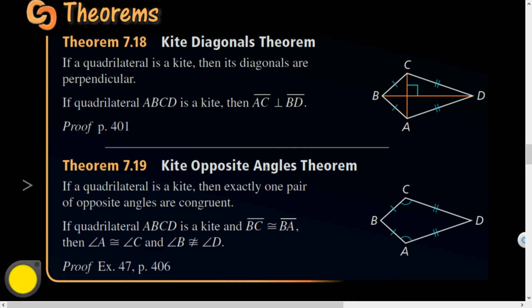How about the kite opposite angles theorem? If a quadrilateral is a kite, then exactly one pair of opposite angles is congruent, because if both pairs of opposite angles were congruent, then we would have had parallelogramness. We already know that's enough to prove a quadrilateral is a parallelogram. But here we go. It turns out that in a kite, exactly one pair will be congruent.